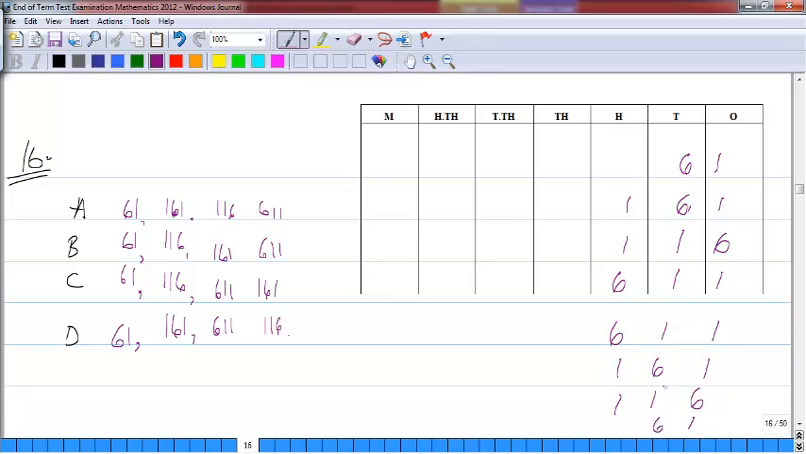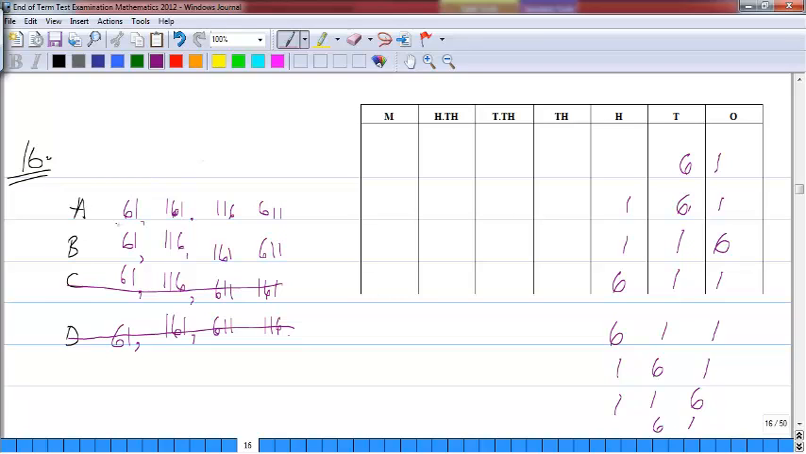Going up to the largest. So the answer we're looking for should have 61, then 116, then 161, and finally 611. So these two are out of it, D and C, because both of those end with 116 and 161. We need an answer that ends with 611. So it has to be A or B.